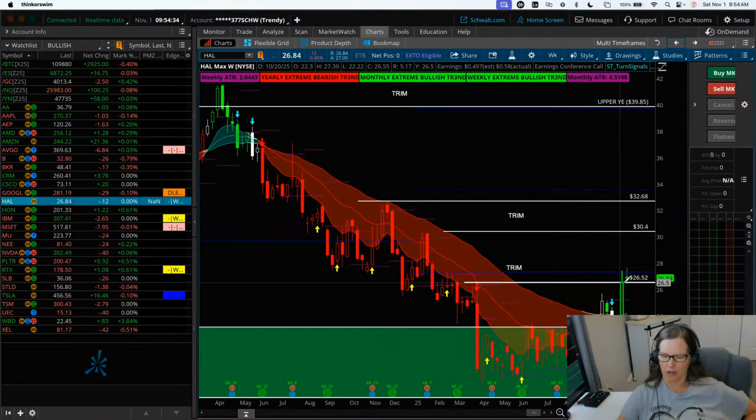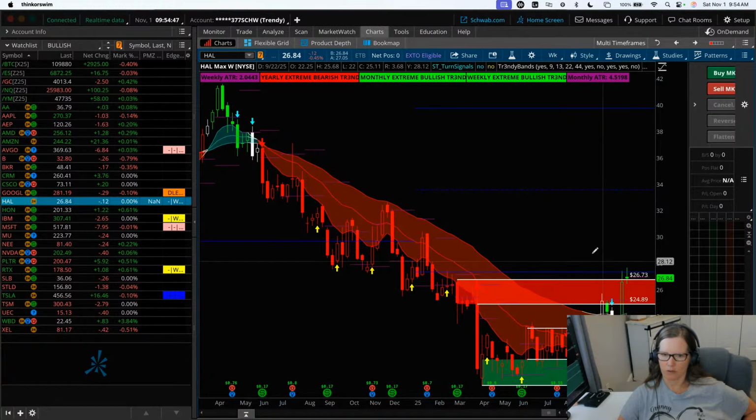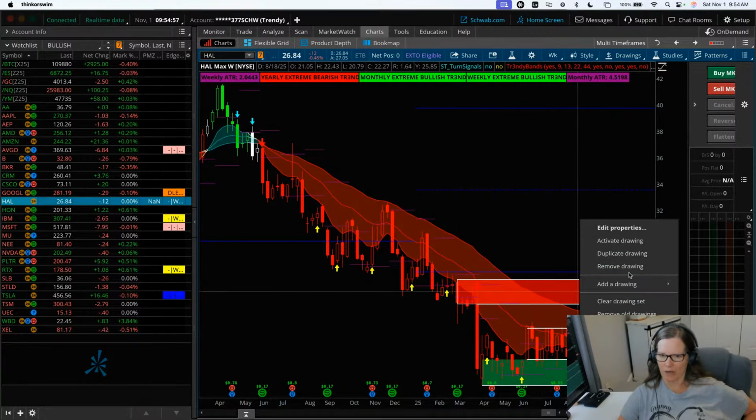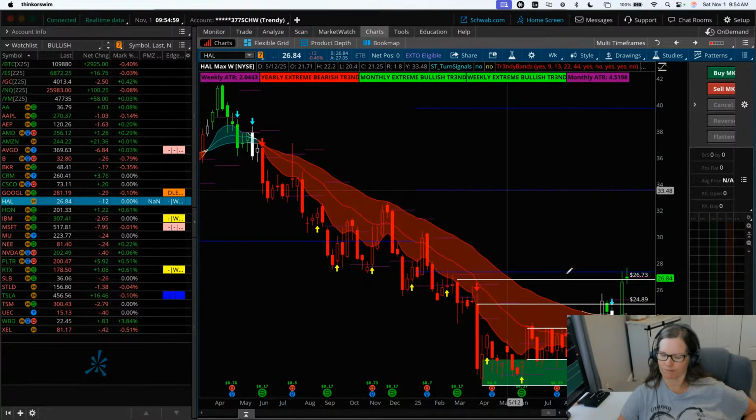Nice trim on Halliburton right here at the lower yearly edge. If it can reclaim this, I'm looking for these levels. Okay, but let's go to a weekly chart. Finally, this weekly sell zone, or the weekly supply, this time price broke above it, so I can remove that now.